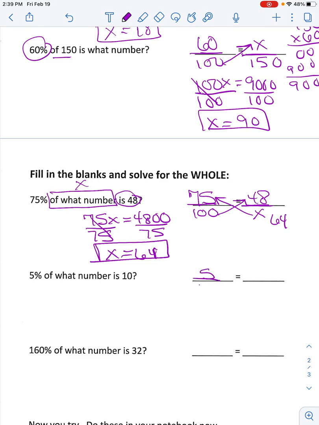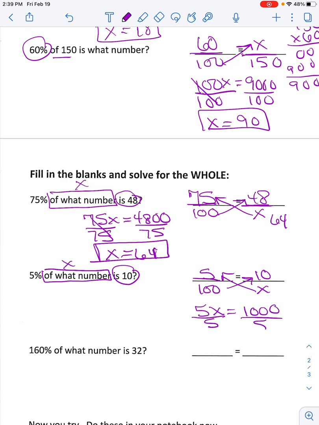Next one, 5%. Percentages go over 100. Of what number? I'm not sure. Of goes on the bottom. Is 10. Is over of. So 10 goes on top. And then we're going to use cross products to solve. 5 times x is 5x. 100 times 10 would be 1,000. And we're going to divide by 5 to get that x by itself. 1,000 divided by 5 is 200.